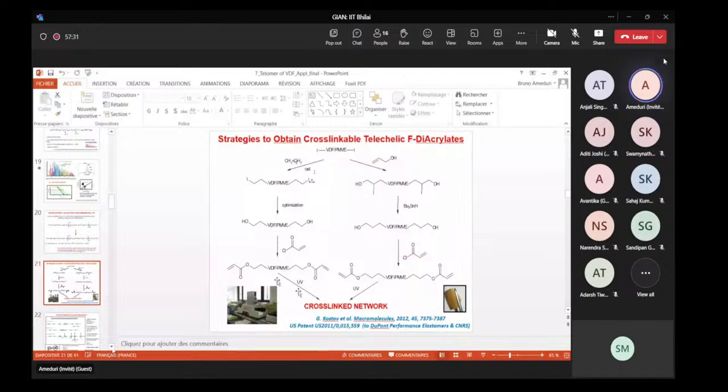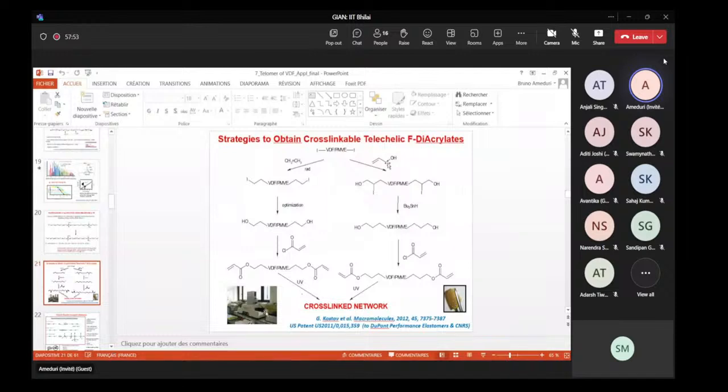This is the apparatus we have in the lab, in which you deposit on a substrate. It can be steel, it can be Teflon, whatever you want. You deposit your viscous solution, and then by photopolymerization, of course, you need a photoinitiator, we could make some cross-linked systems such as these elastomeric films.